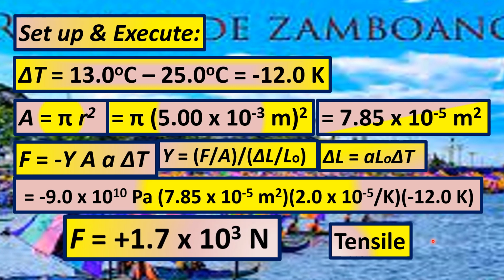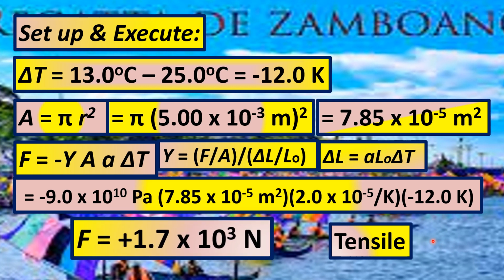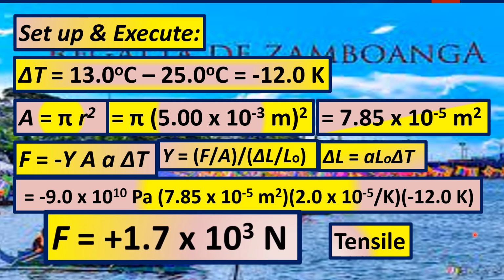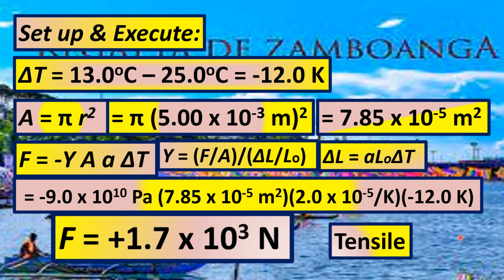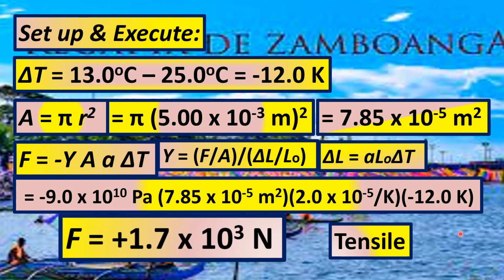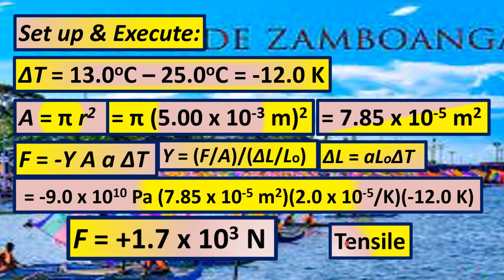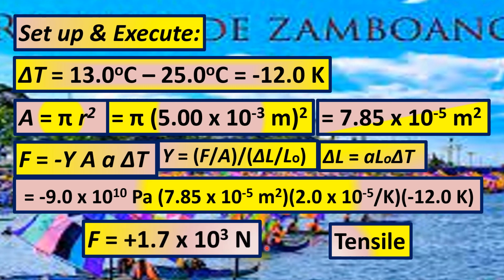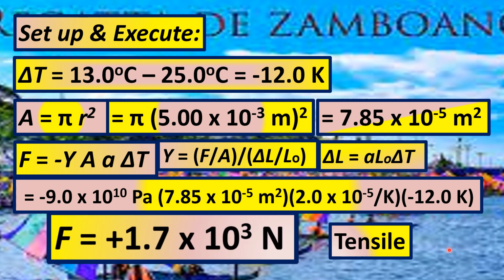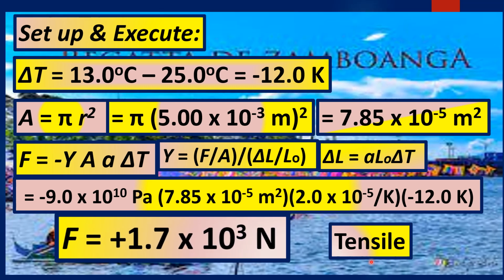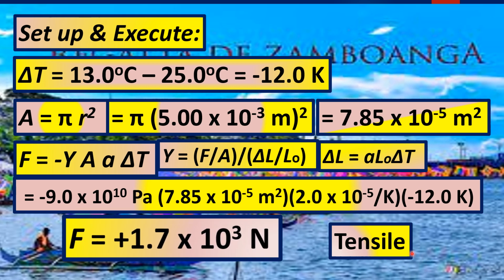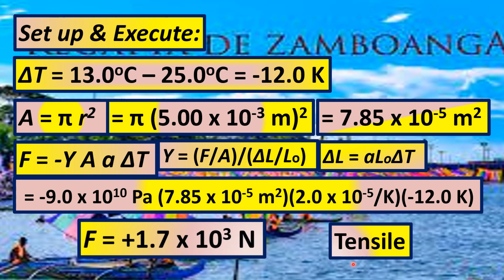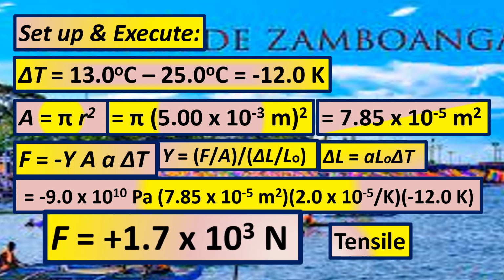As a result of the decrease in temperature, without this force, the rod would tend to shorten its length. So to prevent that, such force, capital F, has to be applied. In other words, this force will balance the compressive force, and as such, it must be a tensile force.